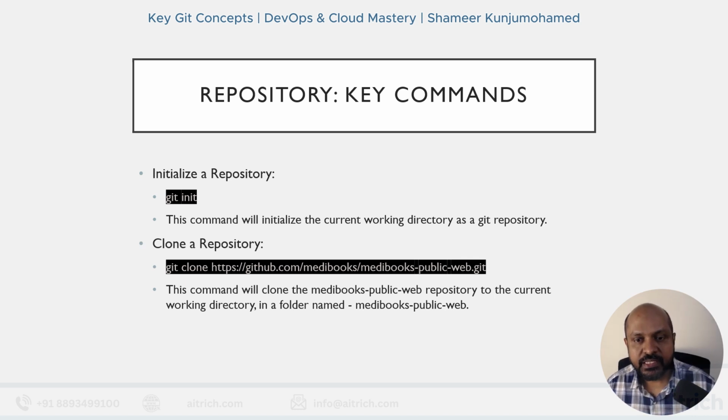The next command is the git clone command, a very important Git command. This command is used to create a copy of an existing remote repository. In our example, git clone the Medibooks public web project. This command will clone the Medibooks public web repository from the remote server to your local directory, the current working directory. This is particularly useful for contributors who need to start working on this project by obtaining the latest version of the code base from a remote repository.